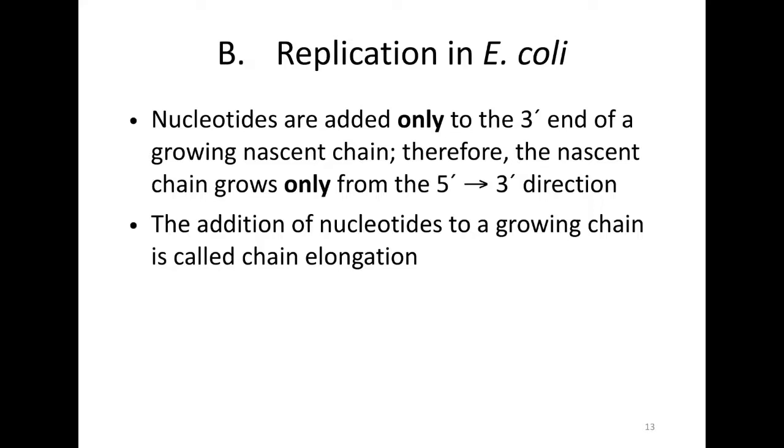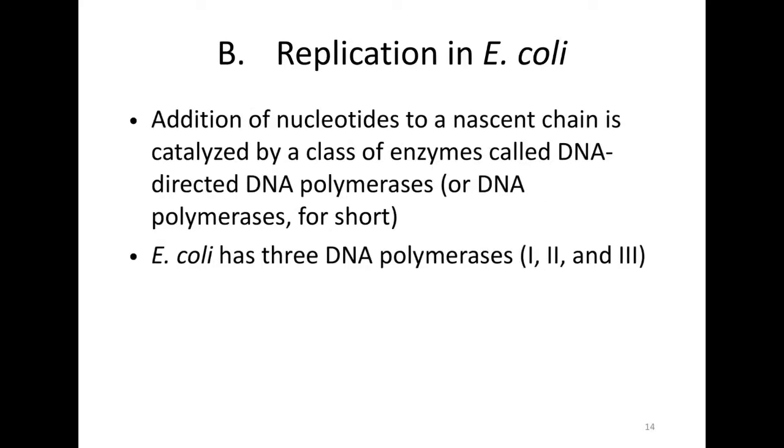In E. coli replication, the nucleotides are added only at the 3' end of the growing nascent strand. Therefore, the nascent chain grows only in the 5' to 3' direction. So additional nucleotides are added in the elongation direction. Replication in E. coli takes place by three enzymes, the DNA polymerases 1, 2, 3.